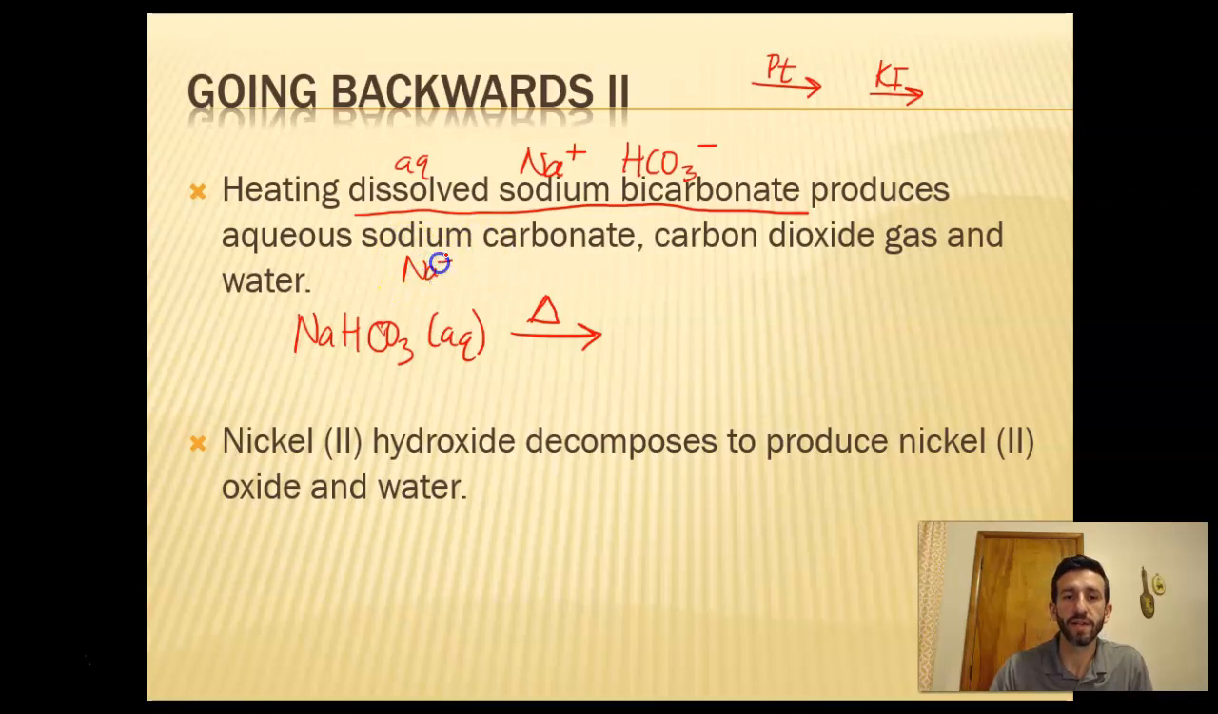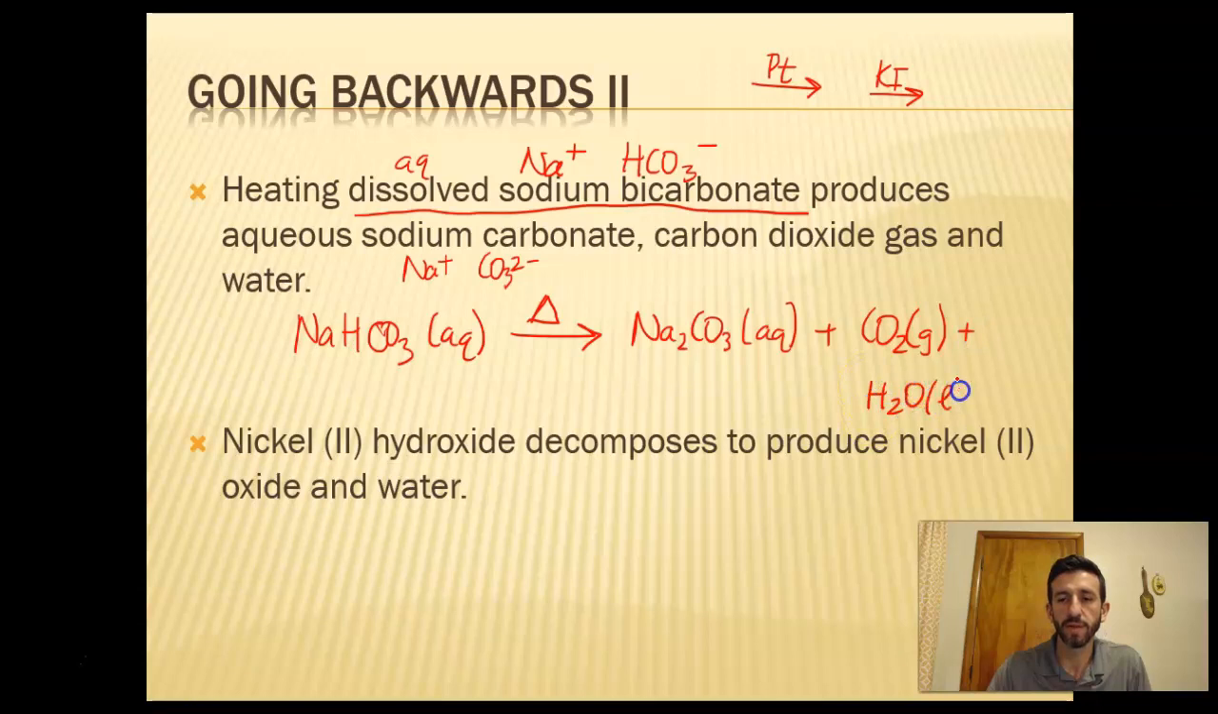So again, this is ionic. Sodium is a positive 1. Carbonate is a negative 2. So this is going to be Na2CO3. That's aqueous. It tells me we produce carbon dioxide gas, and then water. So water, if it just says water, we can assume it's liquid.